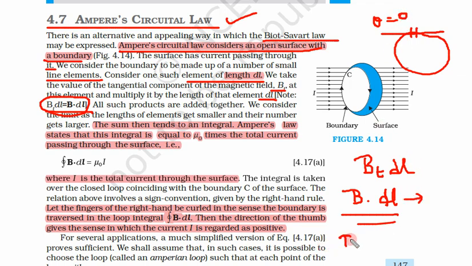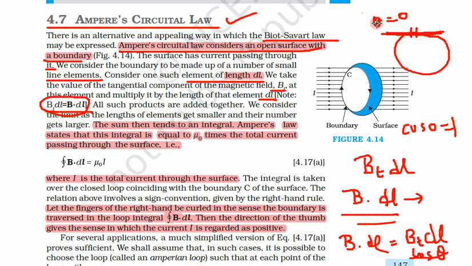We know B dot dl is equal to B dl cos theta, and we know theta is 0 only for the tangential component. So we can simply remove this cos theta and write Bt. Only for the tangential component is theta 0, and cos 0 is 1.